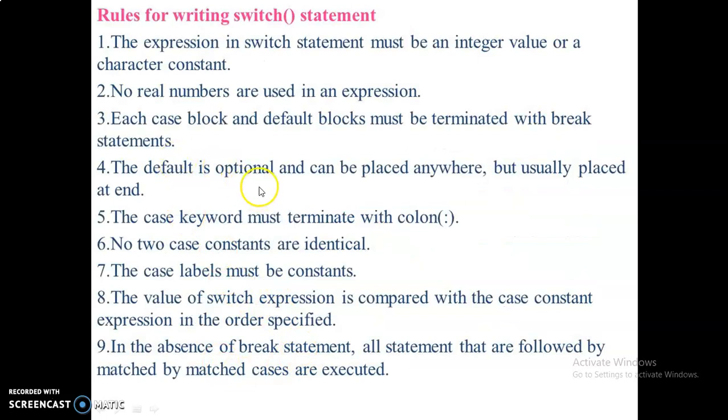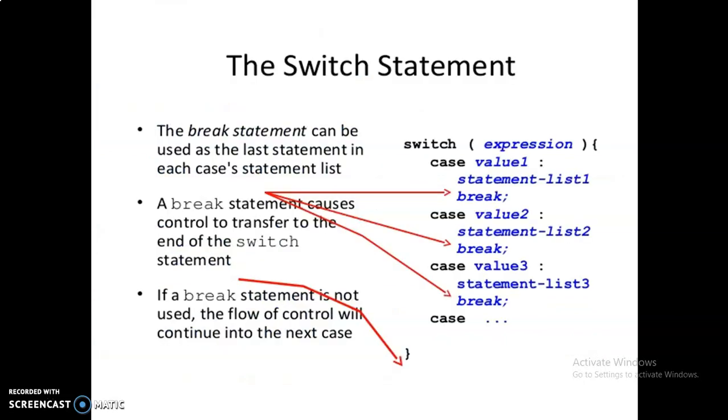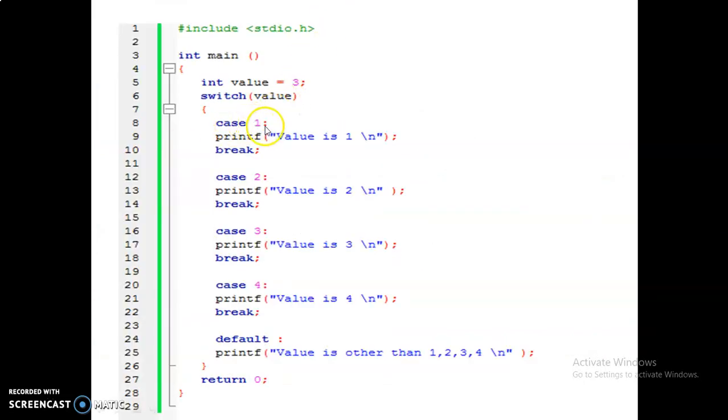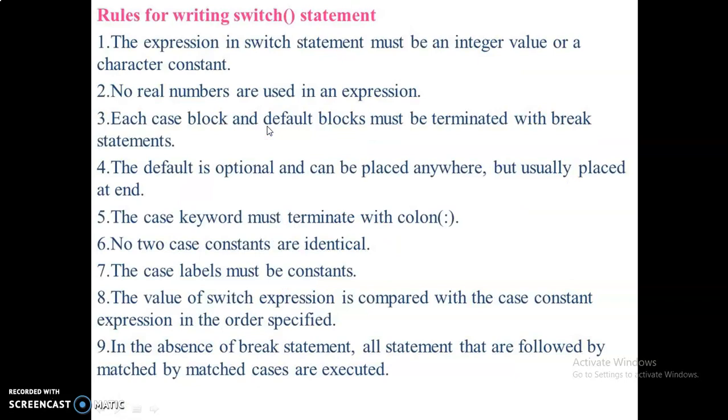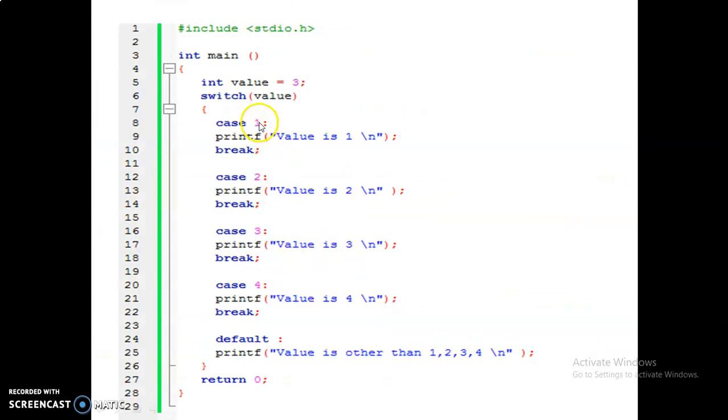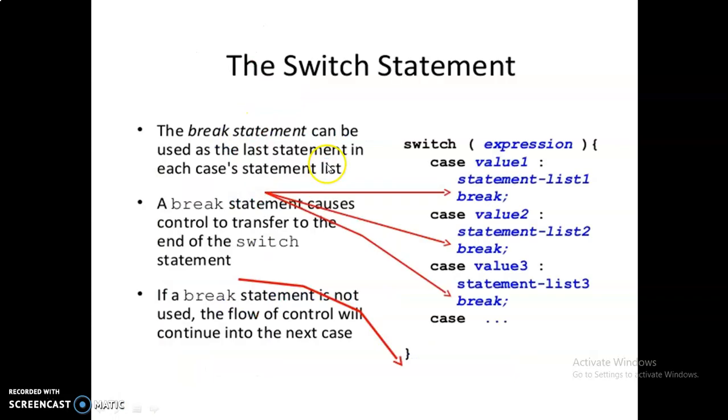And then the default is optional and can be placed anywhere, but is usually placed at the end. The default is an optional one. You can place the default option in any place, but it is usually placed at the end of the switch statement. The case keyword must be terminated with a colon. So here you can see the case keyword is ended with the colon. And then no two case constants are identical. For example, if you give case 1 here, and again give case 1 here, it will not be allowed in C. It will create a mismatch problem.